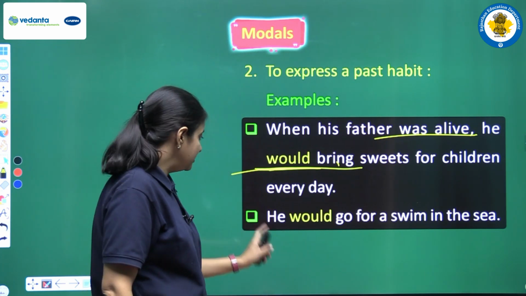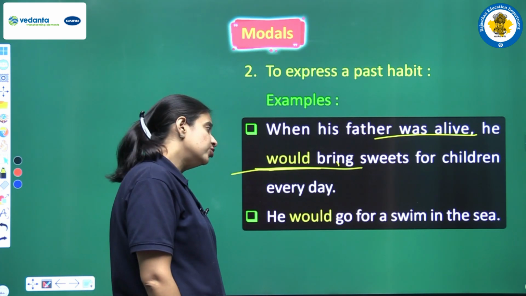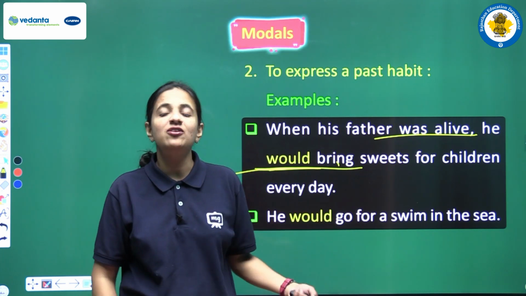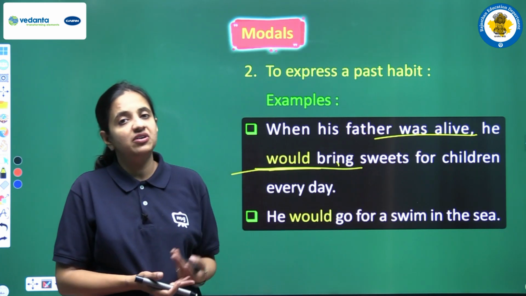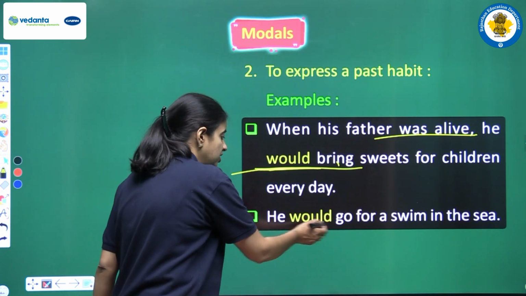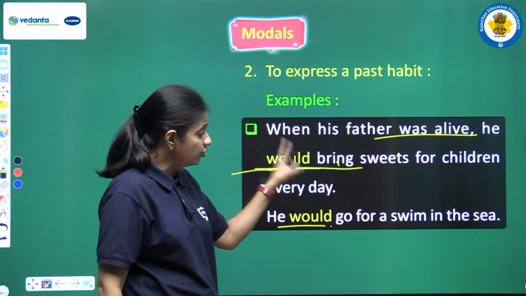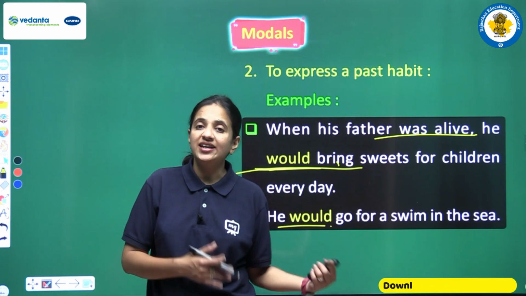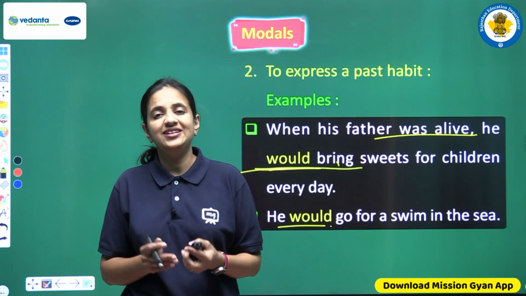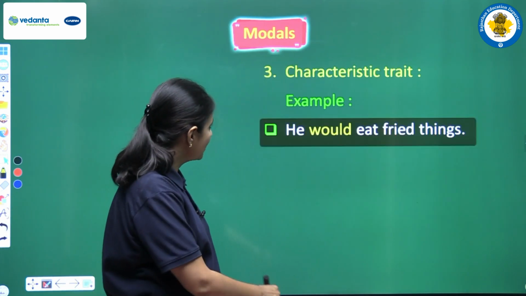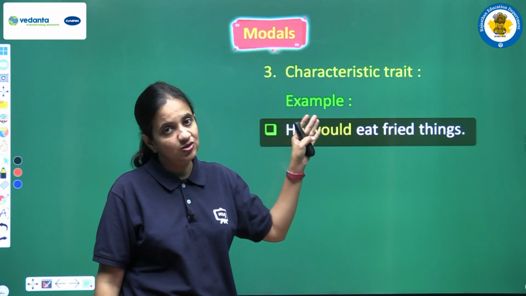Okay. Another example we are having here, he would go for a swim in the sea. So here again we are talking about someone's past habit, someone's routine that was there in the past time. So we are using would here, and we are saying that he would go for a swim in the sea. So this is another use of would, when it is used to denote someone's past habit.